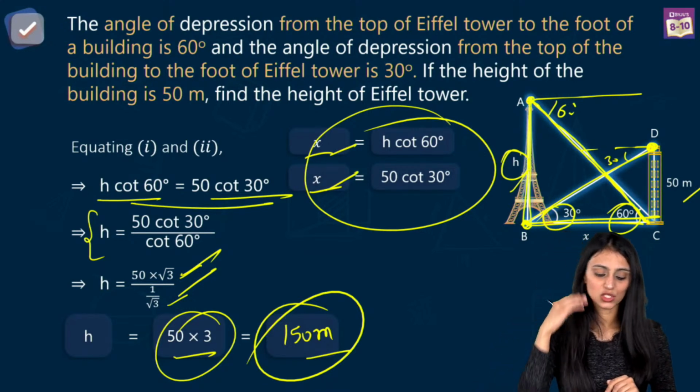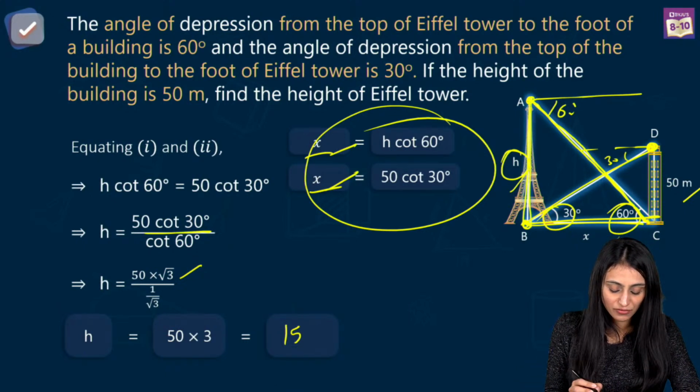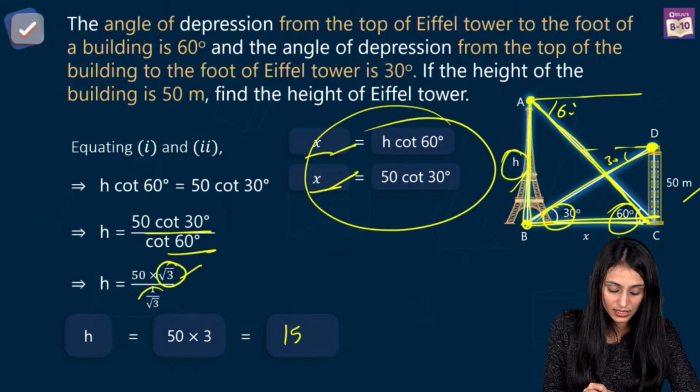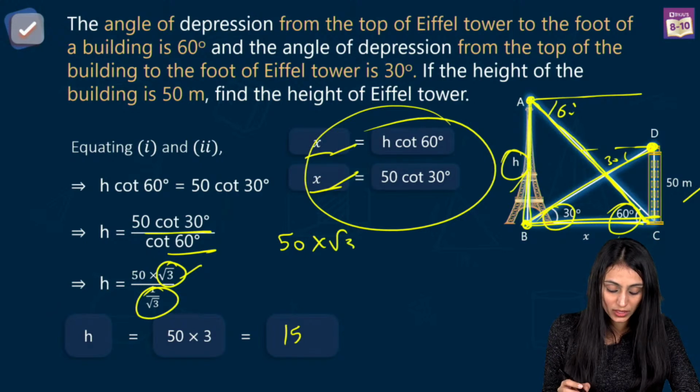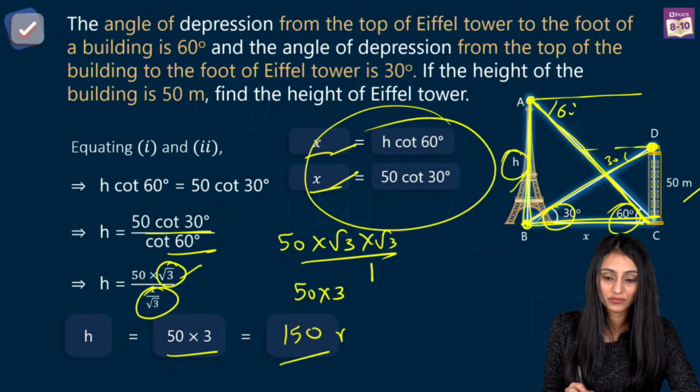Yes. The last one, you're talking about this step. So h would be 50 cot 30 degree by cot 60 degree. What is cot 30? That's root 3. Cot 60 is 1 by root 3, right? So what we are doing here is, that is 50 times root 3. You are dividing this with 1 by root 3. So this becomes root 3 by 1, right? So root 3 into root 3 would be 3. So 50 into 3 is 150 meters.